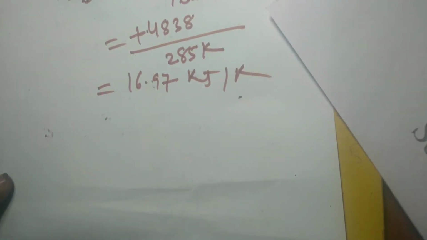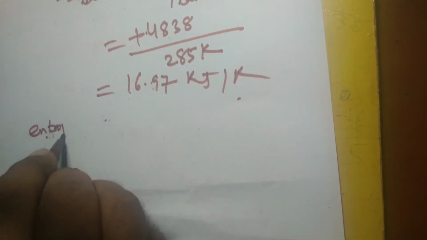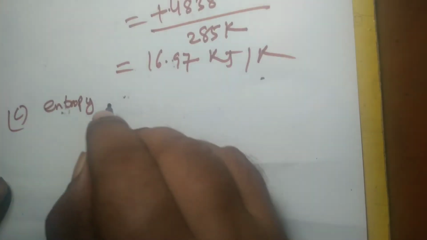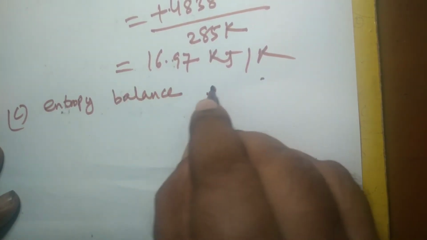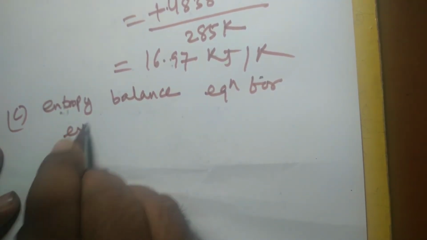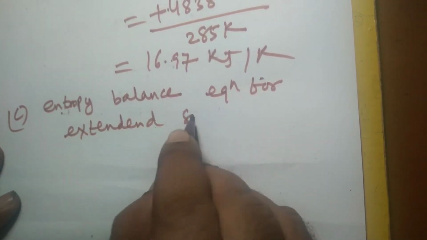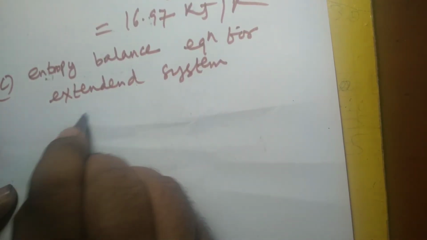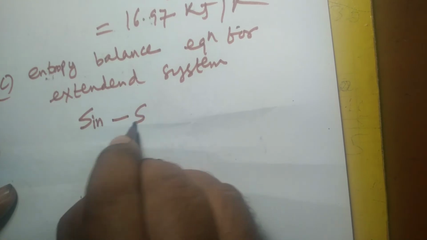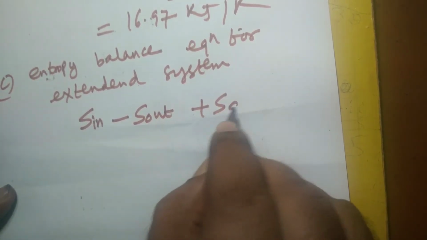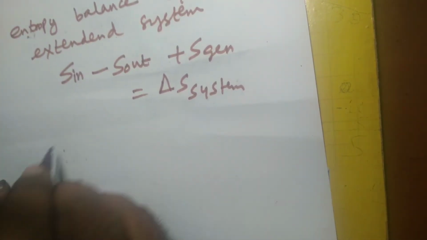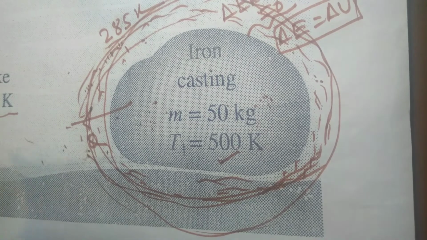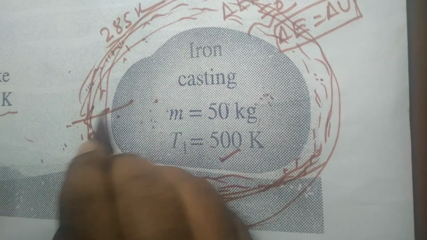So now, if you apply the entropy balance to the extended system to calculate the entropy generation during the process, which will be more convenient, the entropy balance equation for the extended system will be S in minus S out plus S gen is equal to delta S system. In this case S in is nothing, because no entropy transfer is taking place inward, since heat is going in this direction.